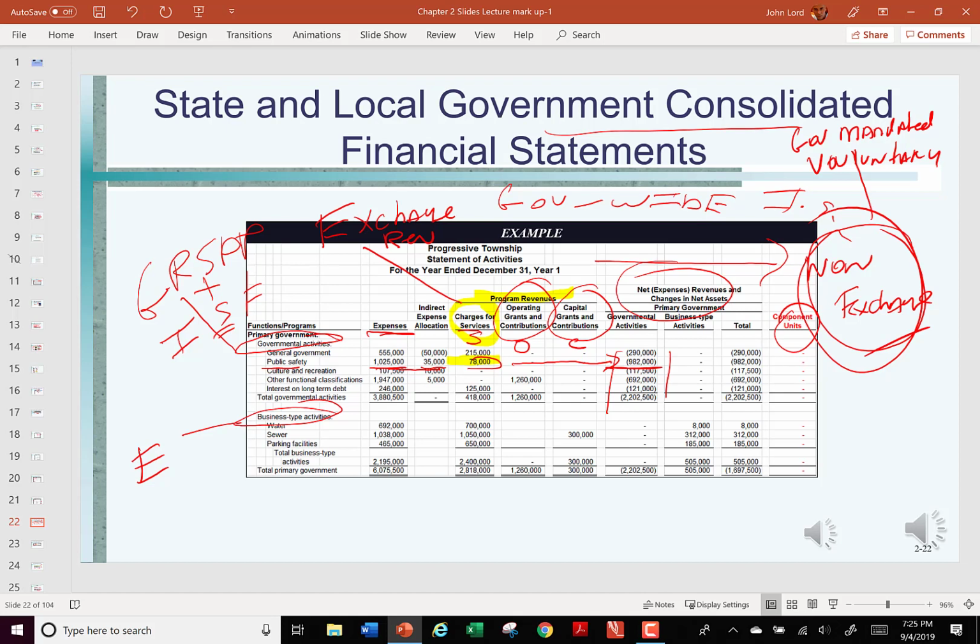Now, what happens? We have this column here called charges for services. Charges for services is an example of an exchange revenue. See that line where it says exchange revenue? In which you pay money and you get a service back from the government. Now, how can this government have a situation in which people are paying money and then getting public safety back? I mean, what is this?